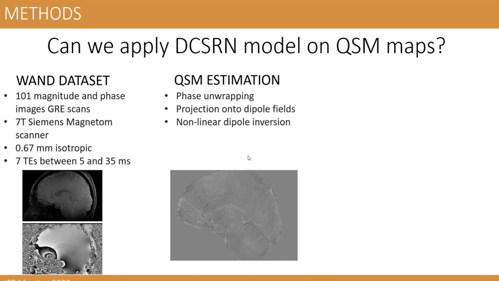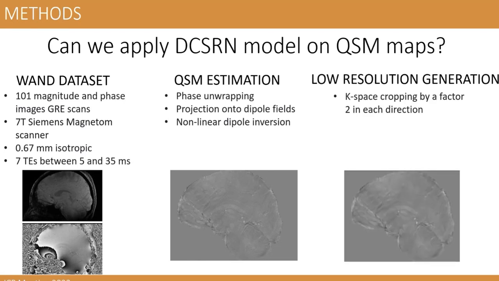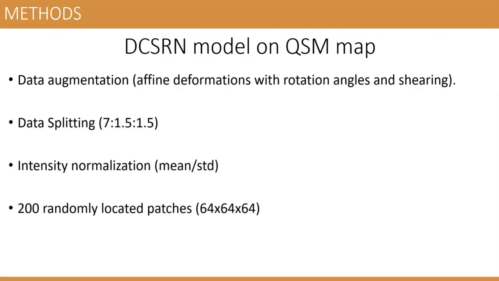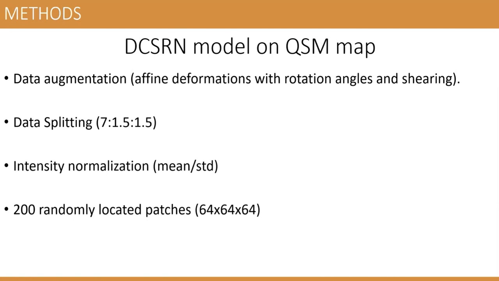Once we got the QSM maps, we created our low resolution images by cropping the k-space by a factor of 2 in each direction, which simulates what we would have done on the scanner if we were acquiring low resolution images. It's also what they did in the paper. So we just decided to do what the Chen paper did for their data. We did some pre-processing, and apart from the data augmentation, all the other steps were exactly the same as the paper.